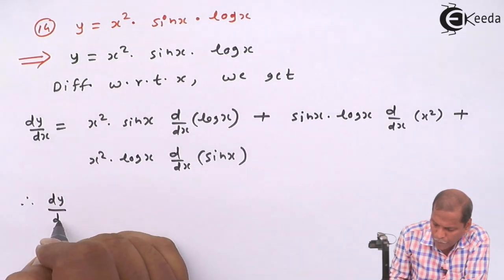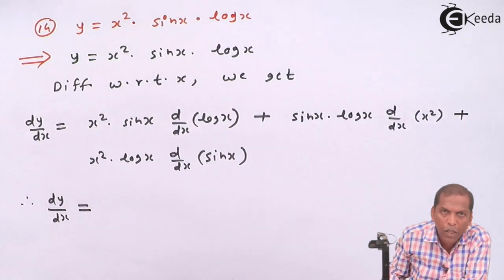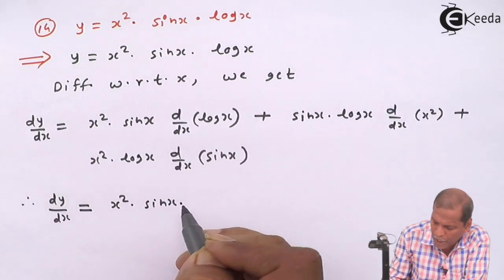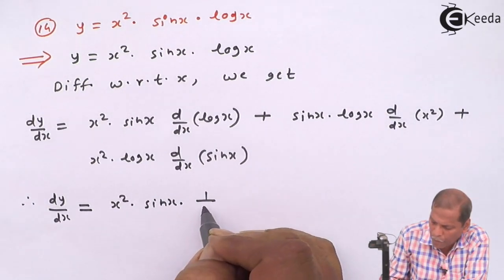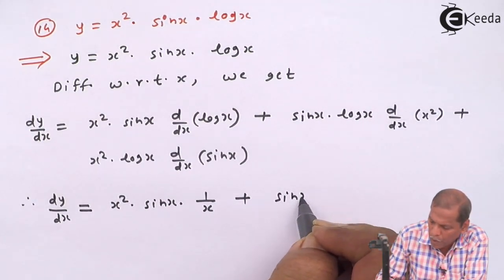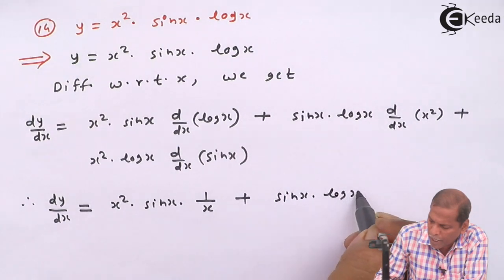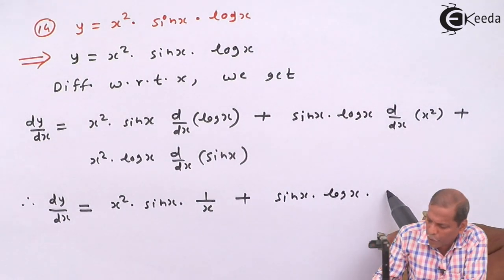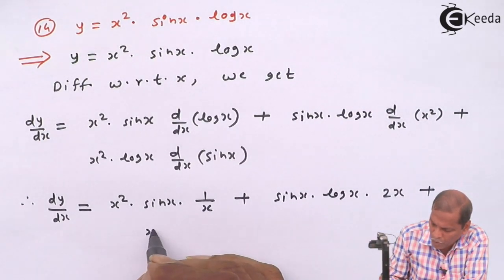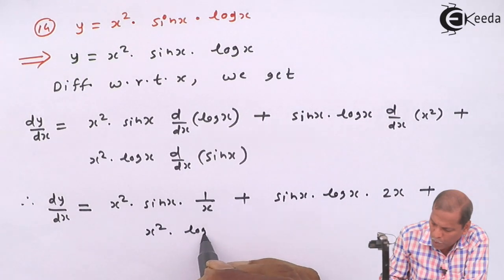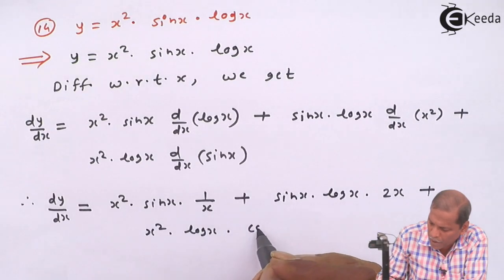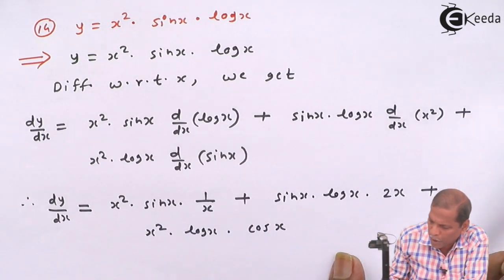Therefore, the next step will be dy by dx is equal to, we get x square into sin x into derivative of log x, which is 1 upon x, plus sin x log x we write as it is into derivative of x square, which is 2x, plus x square into log x as it is and derivative of sin x is cos x.